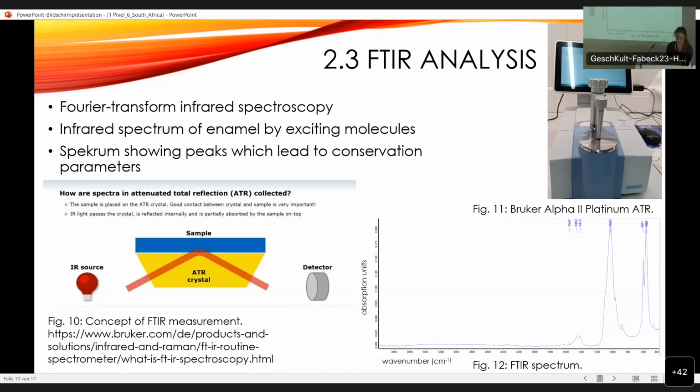For the FTIR analysis, we used the same ATR-FTIR Carolina already introduced. By exciting molecules with infrared light, we get these nice spectra, and we can also calculate some preservation parameters. We used this as a quality control also, and compared it to the double measurements.